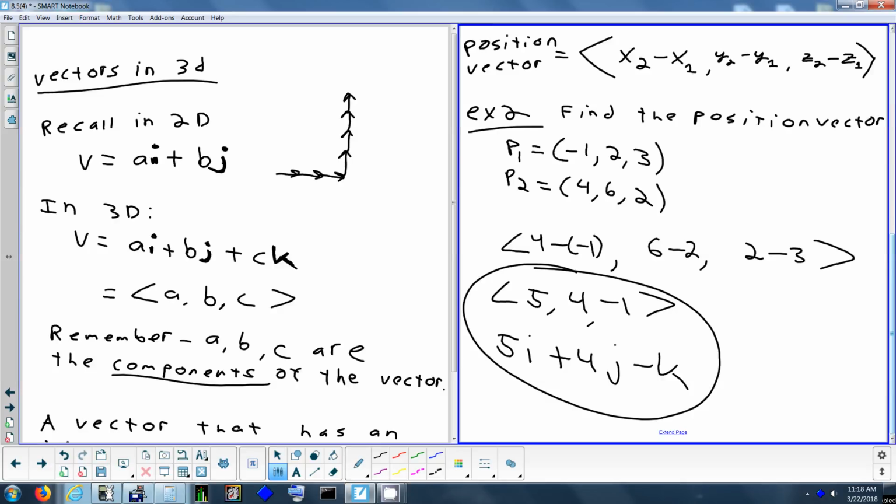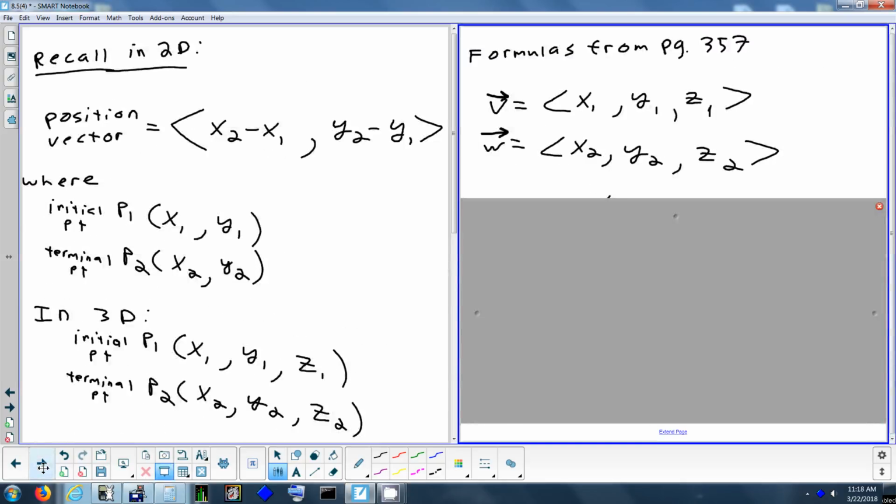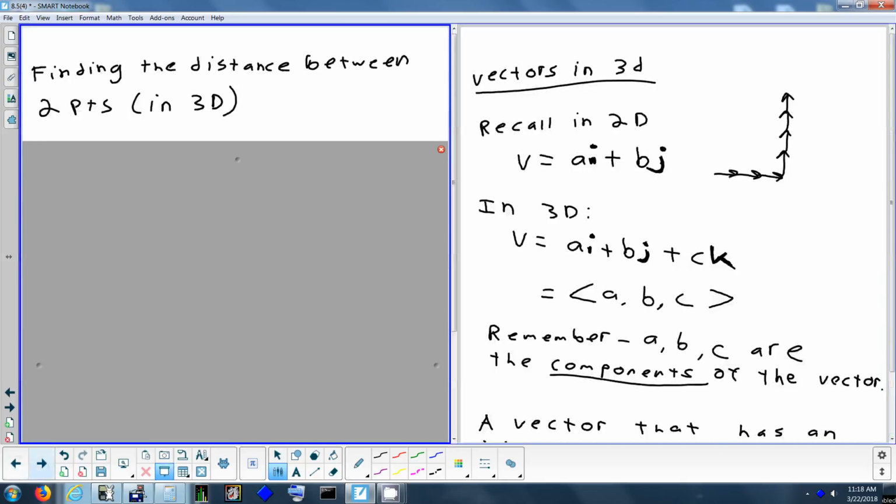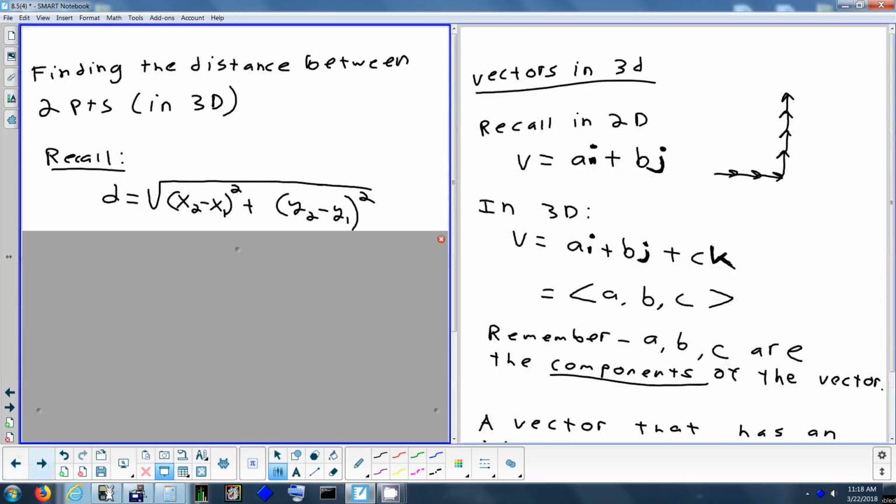Okay, so let's take a step back before we continue on with more stuff with vectors and talk about distance in 3D. So in 2D, that's your distance formula. You subtract your two x coordinates, you square it. You subtract your two y coordinates, you square it. You add them up and take the square root. What formula is that really? Distance formula. Yeah, just like the Pythagorean theorem. Square plus square, take the square root.